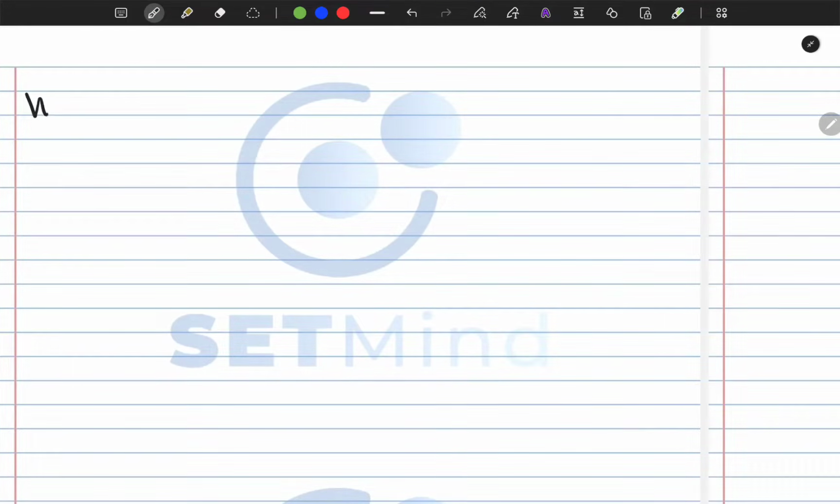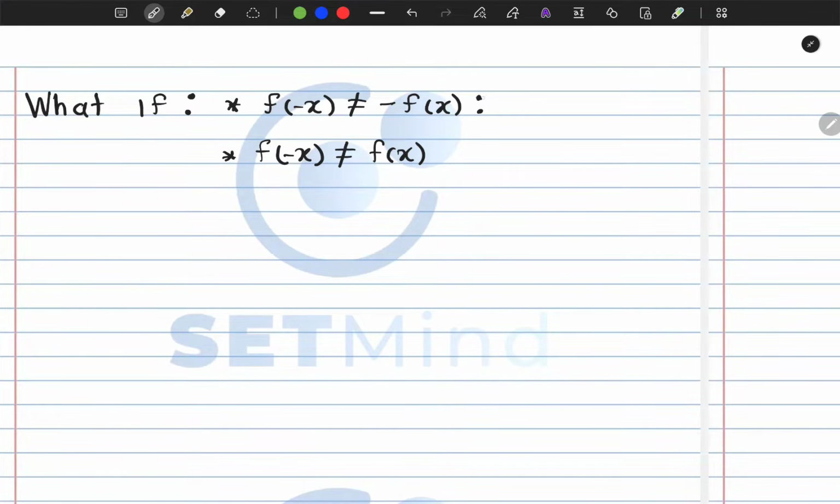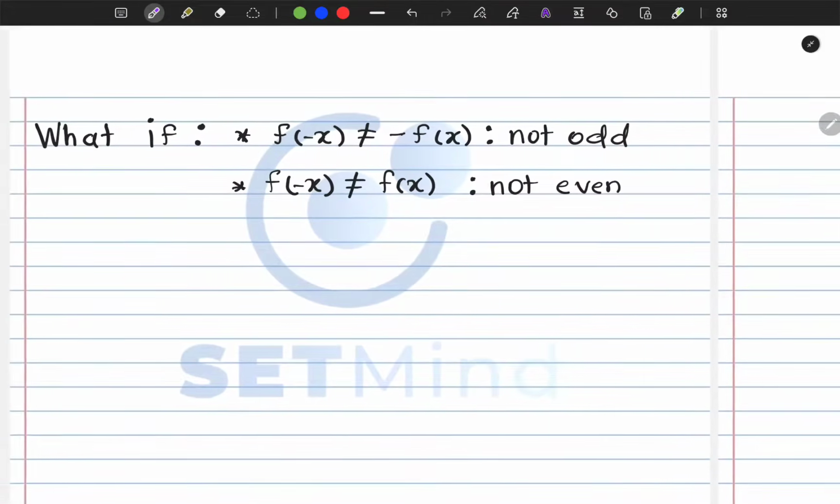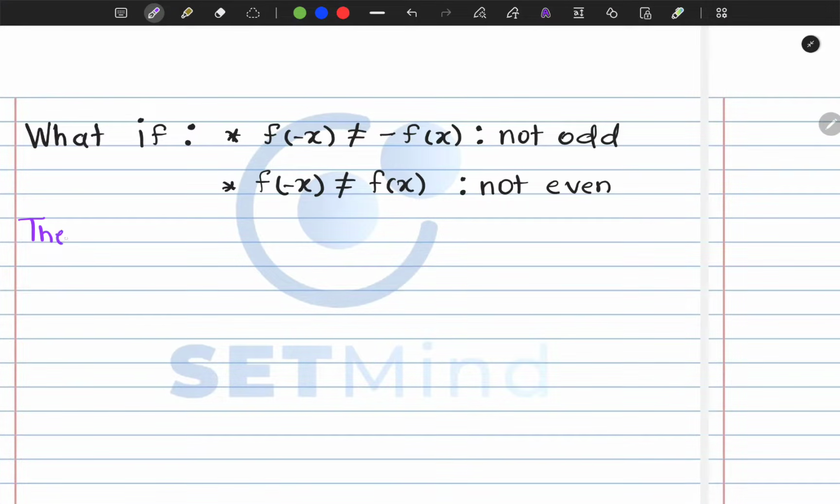And that question is, so what happens if we don't meet the conditions? So what if these two conditions are not met? So what if f of negative x is not equal to negative f of x, meaning not odd? And what if f of negative x is also not equal to f of x? So what this one means here is not odd. And what this one means here is that our function will not be even, so not even.